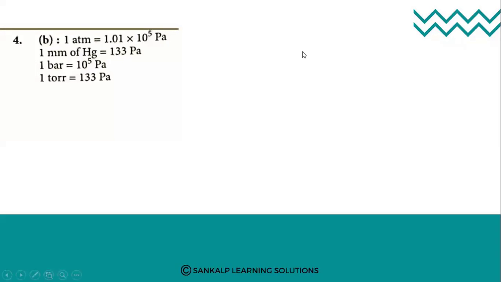Okay, so if you want the correct ones, you can copy down these points and note them down, students. 1 atmosphere is equal to 1.01 into 10 raised to 5 Pascal. 1 mm of Hg is equal to 133 Pascal. That is given in the example, and that is correct, option B. 1 bar is equal to 10 to the power of 5 Pascal. 1 torr is equal to 113 Pascal. Copy down this one. So this conversion is important in some of the questions.